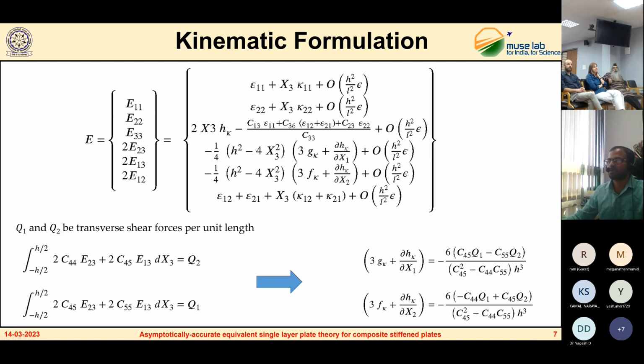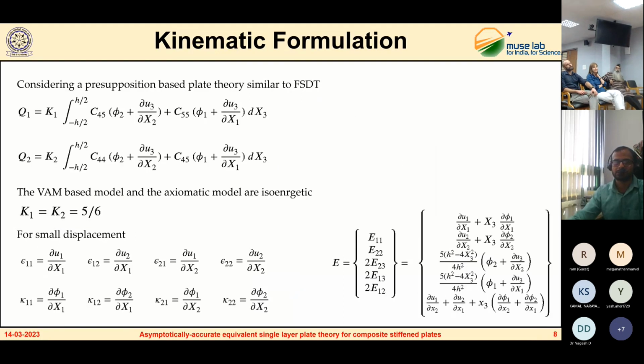So here we are considering strains correct up to H over L order. When we go for this much accuracy for strains, we can prove mathematically that in this case the transverse stress sigma 3 becomes 0. So that is why we can apply the plane stress condition, and that is why I have used the plane stress condition here.